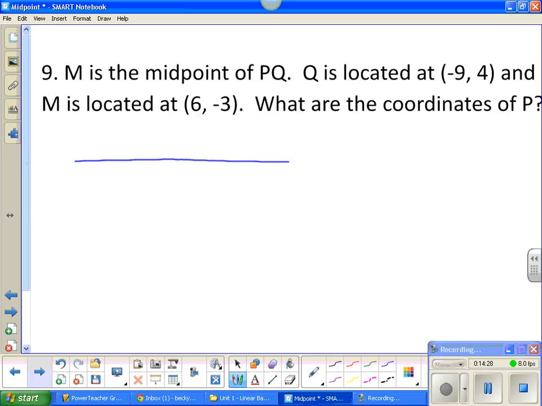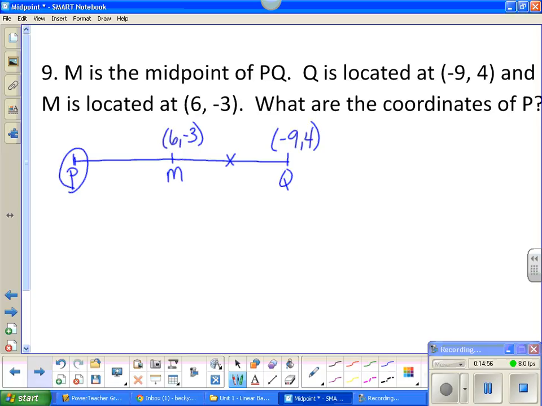It says M is the midpoint of PQ. So here's P, and here's Q, and here's M. I give you the coordinate for Q. He's at negative 9, 4. But then the weird thing is I give you the coordinate for M. I give you the midpoint. So if you find the midpoint between these two, you're finding that spot right there. And that's not what I'm interested in. I want P.